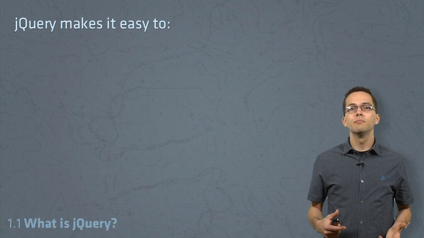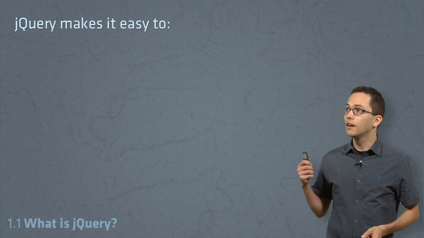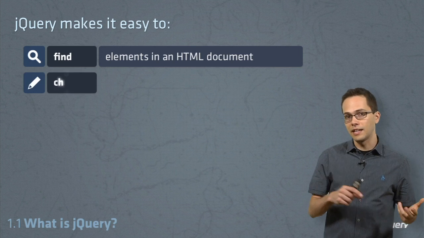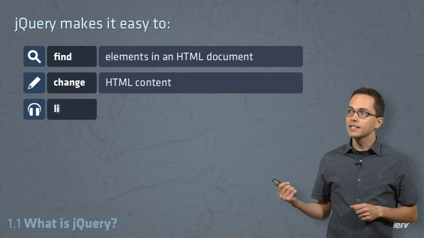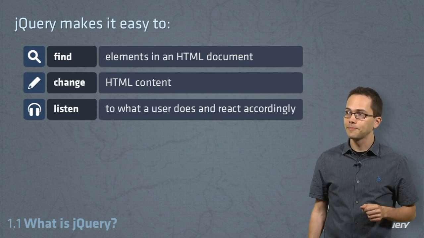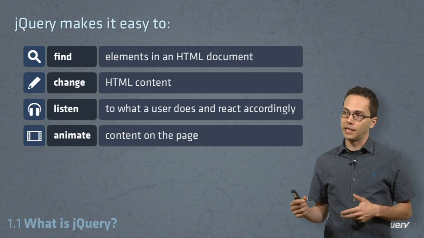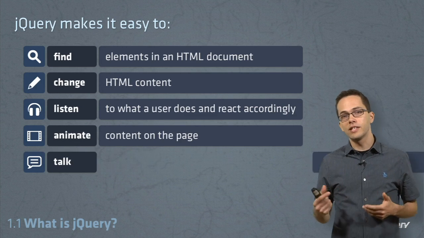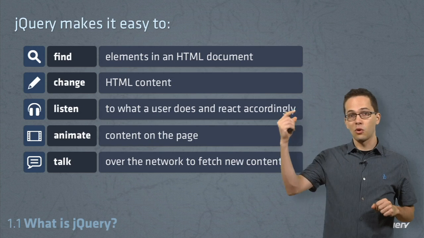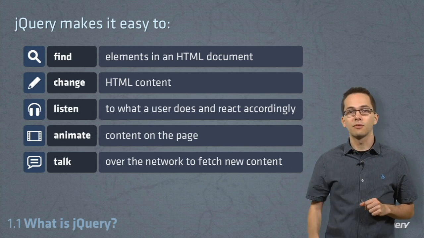Five common ways you might use jQuery include finding elements on an HTML document, changing that HTML content, listening to what a user does and reacting accordingly, like when they press a button, animating content on the page, and talking over the network. So if you want to communicate with the server without having to refresh a whole browser page, you can do that with jQuery.